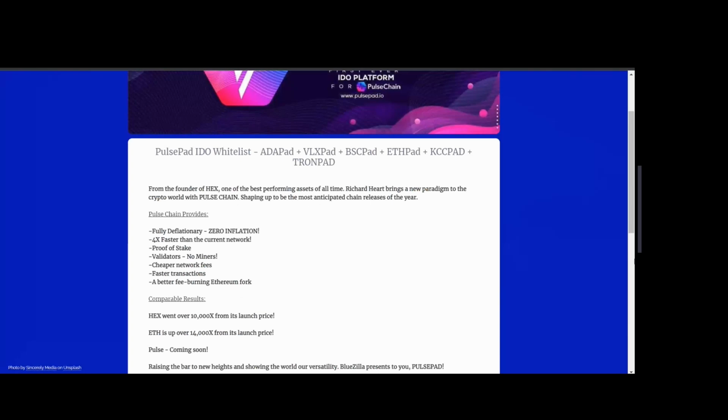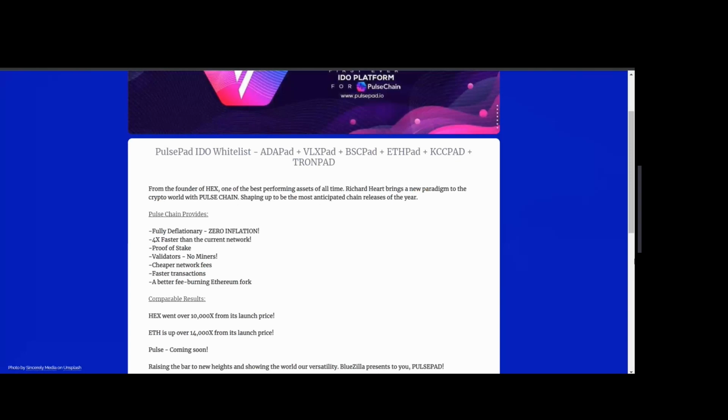So this project is from the founder of Hex. He is one of the best performing artists of all time, Richard Heart. He brings a new paradigm to the crypto world with PulseChain, shaping up to be the most anticipated chain release of the year. So basically, PulseChain will be another layer under the Ethereum layer, and this one is much faster, proof of stake, there are no miners, a cheaper network, there's a big problem in the Ethereum blockchain, fast transactions, and a much better fee.